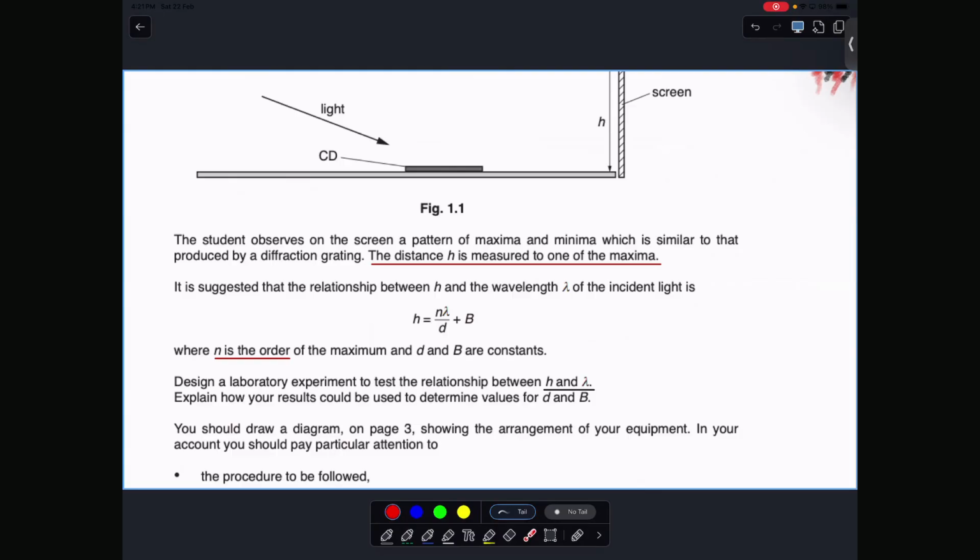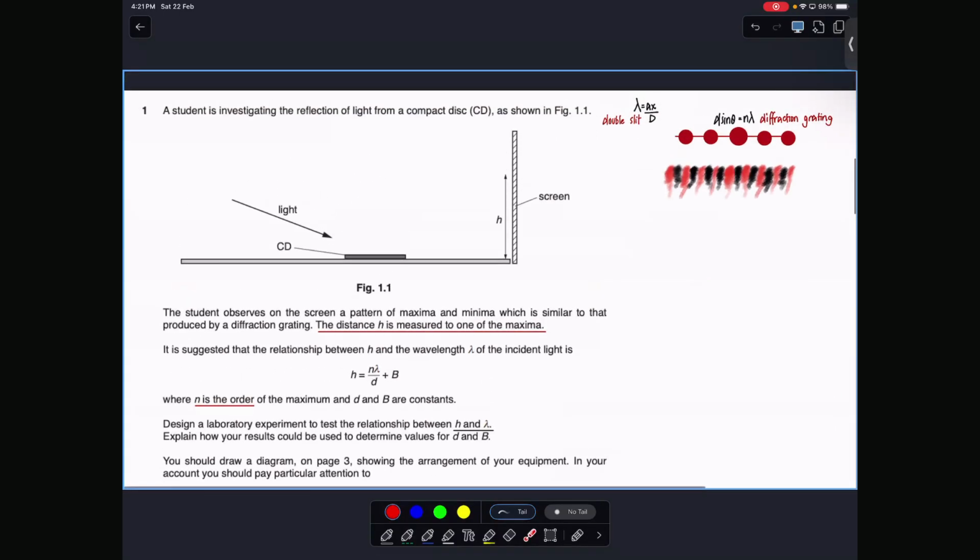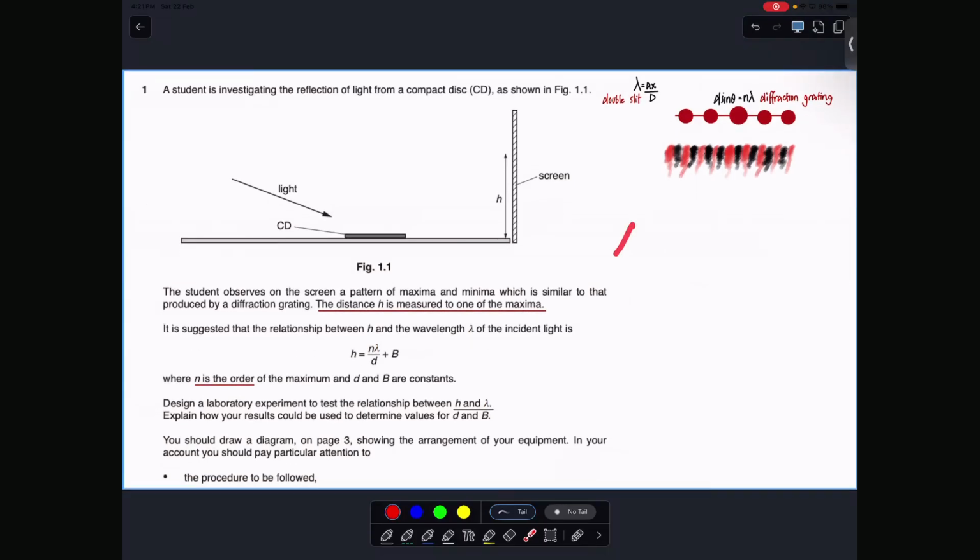What is independent? Intensity of light. Lambda ki intensity of light na ki of light?